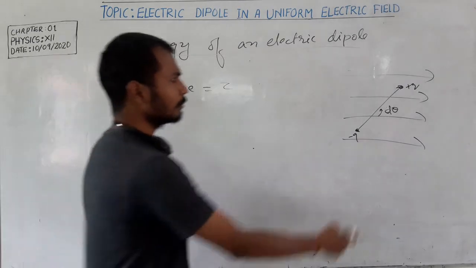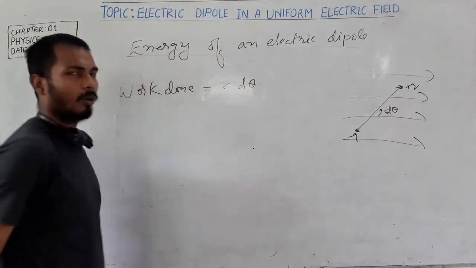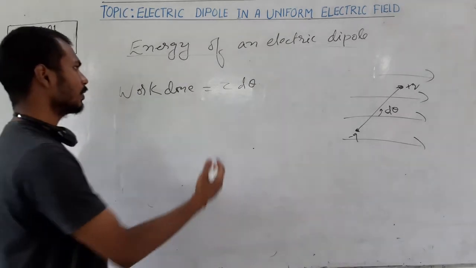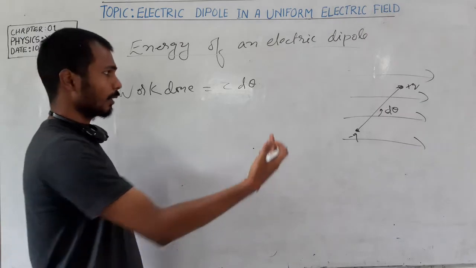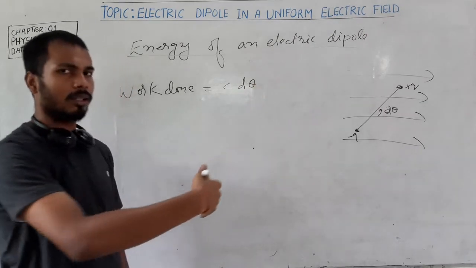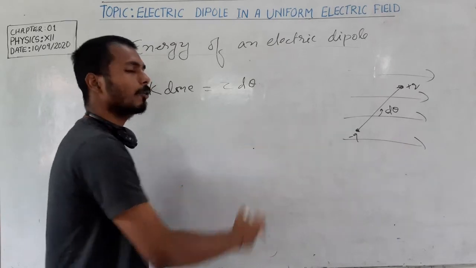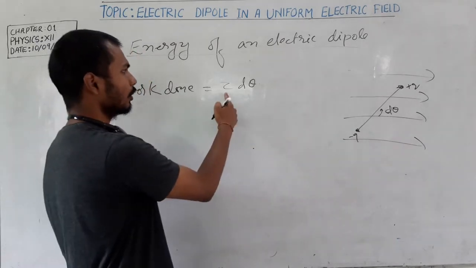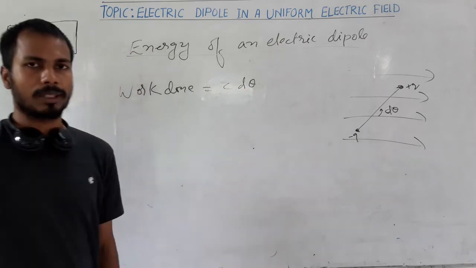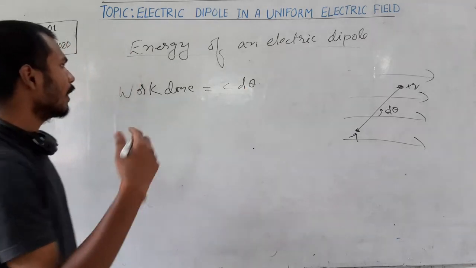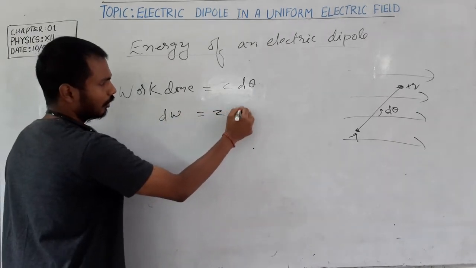Now what is displacement? d theta is the displacement, that is angular displacement. Because the dipole is rotating, in rotation we have to consider angular displacement. So we are writing torque, the rotating force, into angular displacement. So this is work done. This is small work done. We can say dW is equal to torque times d theta.